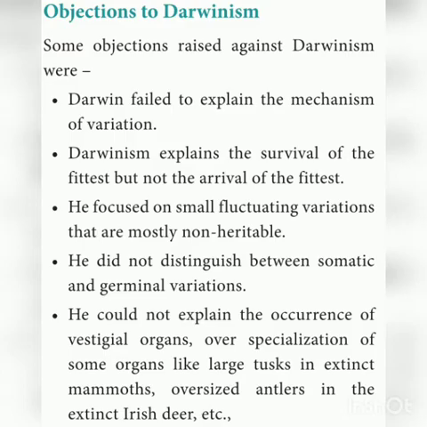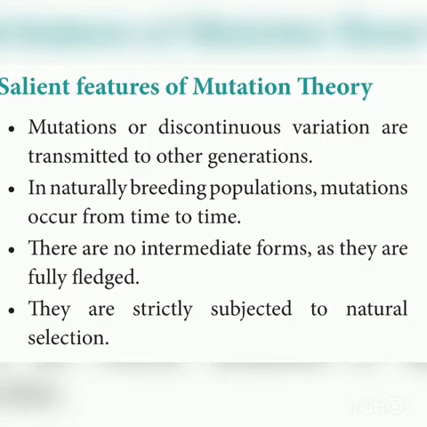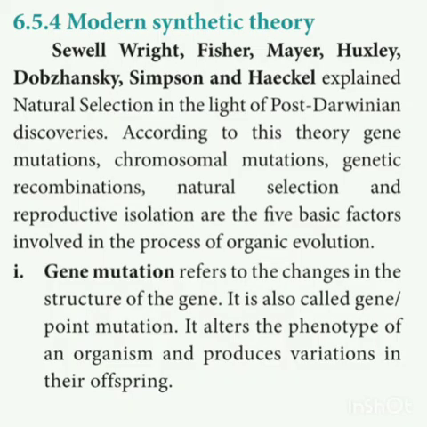And next, what are the salient features of the mutation theory? It is also a very important question. And then the modern synthetic theory. The modern synthetic theory means the post-Darwinian discoveries. It includes gene mutation, chromosomal mutation, genetic recombination, natural selection, and reproductive isolation. There are 5 points; you have to write these. It will be asked for 5 marks.